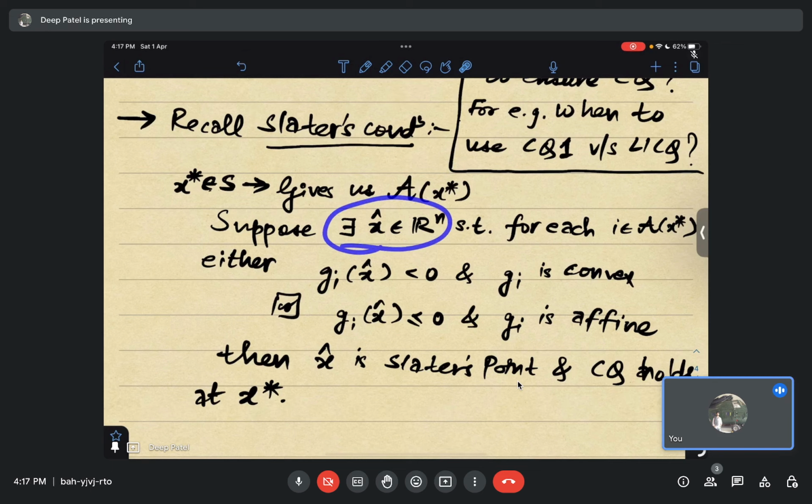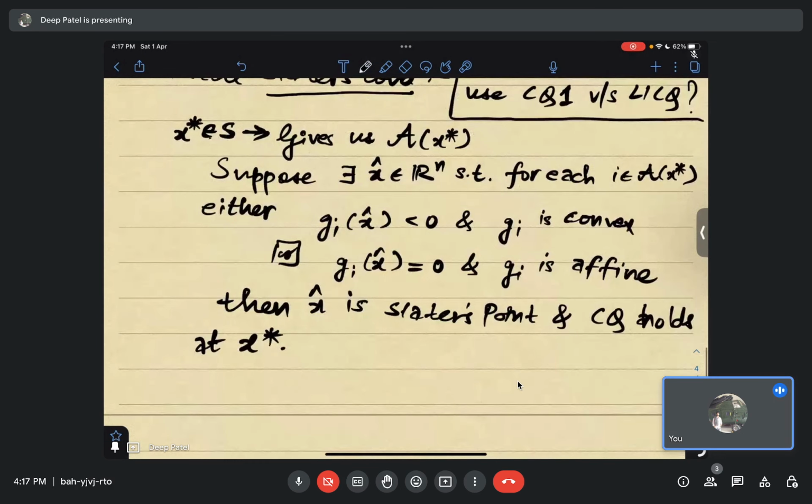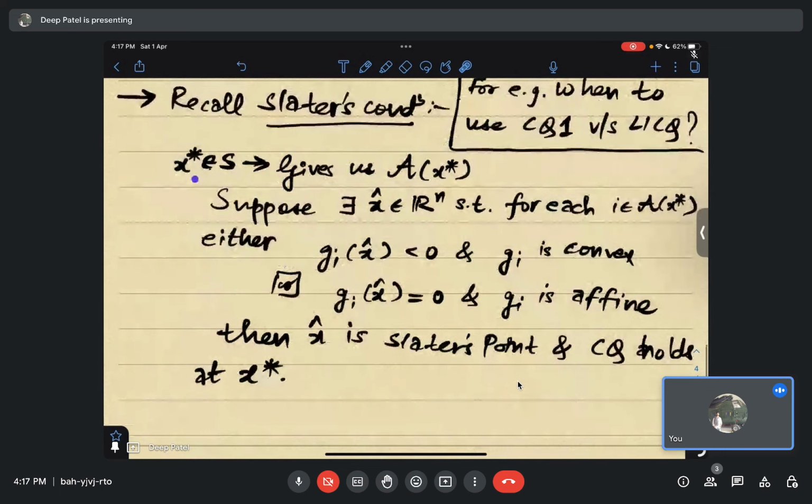Some point x hat such that either we are in the interior of the constraint or we are on the surface, the affine surface. I think this should be equal to here. It's redundant. If gi is affine, then yeah, that's what I was thinking. It should be equal to, otherwise it becomes meaningless. Okay, so then x hat is the Slater's point. So we have existence of such a point, and then we can say that at the point of our interest the constraint qualification holds.